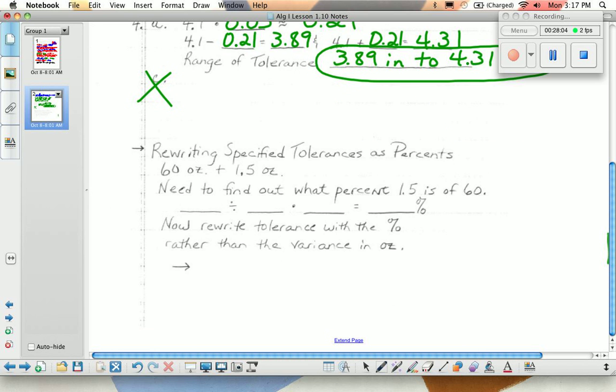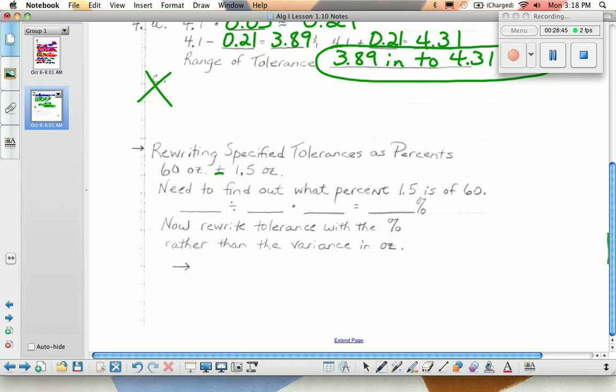Okay, and then we're going to do rewriting specified tolerances as percent. So now you have to add a little subtraction sign under that addition, by the way, right there. 60 ounces plus or minus 1.5 ounces. What are they really saying there? It can be higher than 60, it can be lower than 60, from one end to the other. So it can go down to 58.5 and up to 61.5.